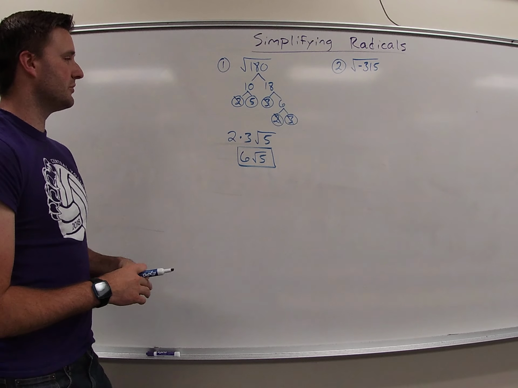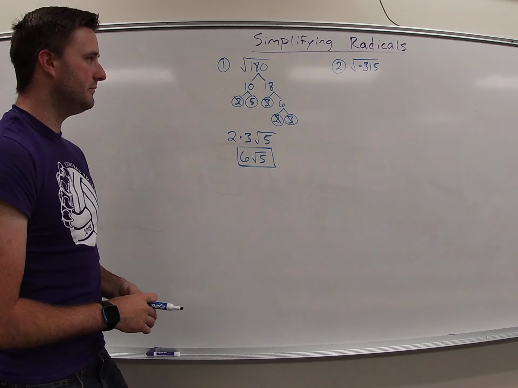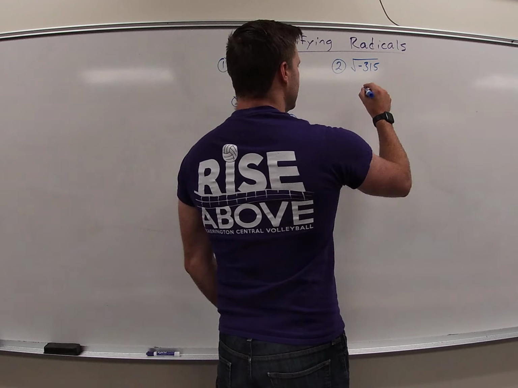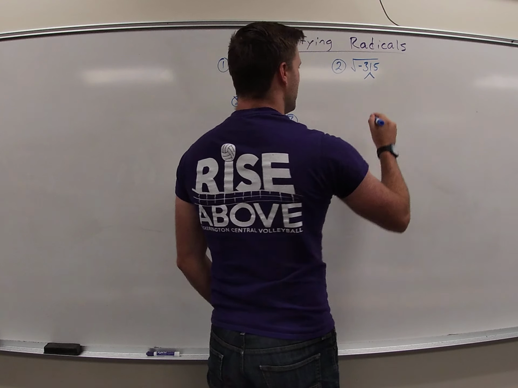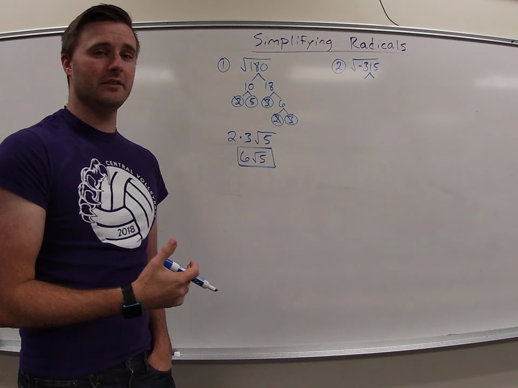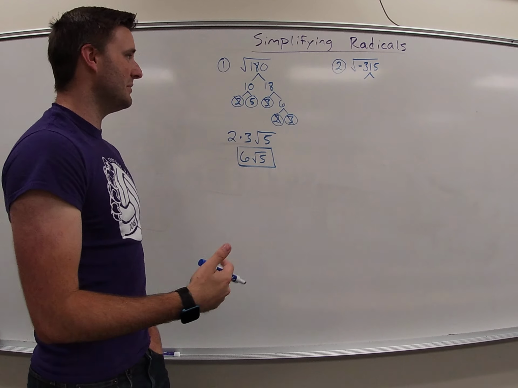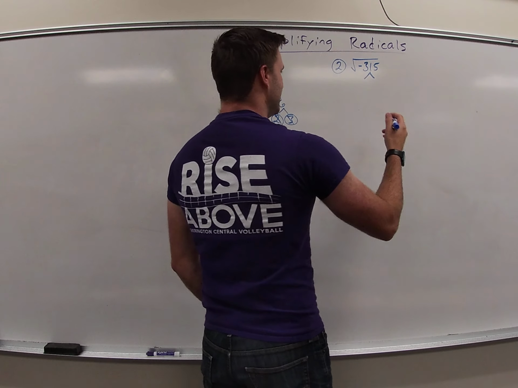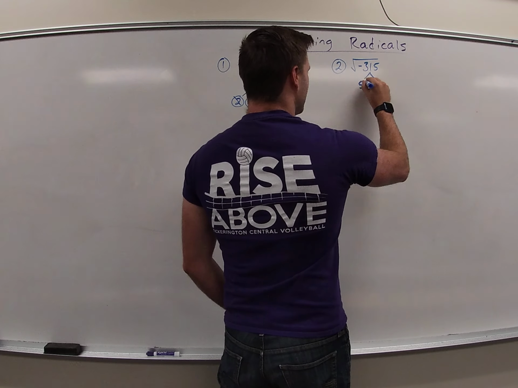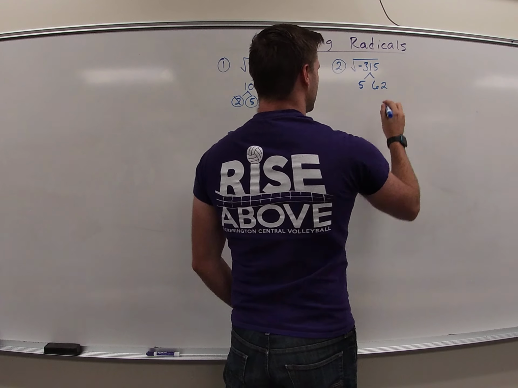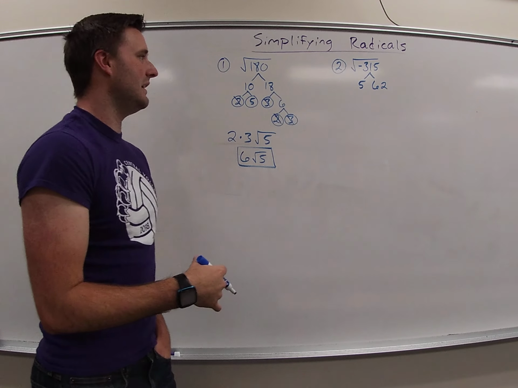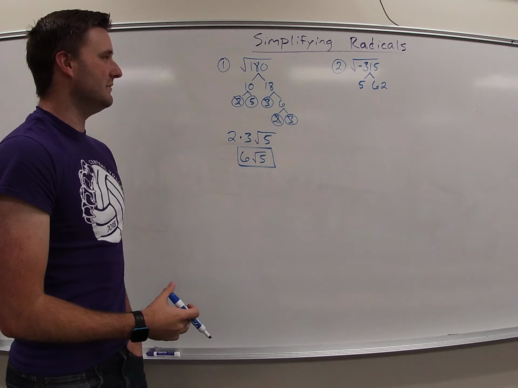In the same way with number 2, we want to break this down as best we can. So what are 2 numbers that multiply to 315? Now if you have a calculator, that would be really beneficial. But if you did not, 5 goes into this 62 times. So 62 times 5 is 315.